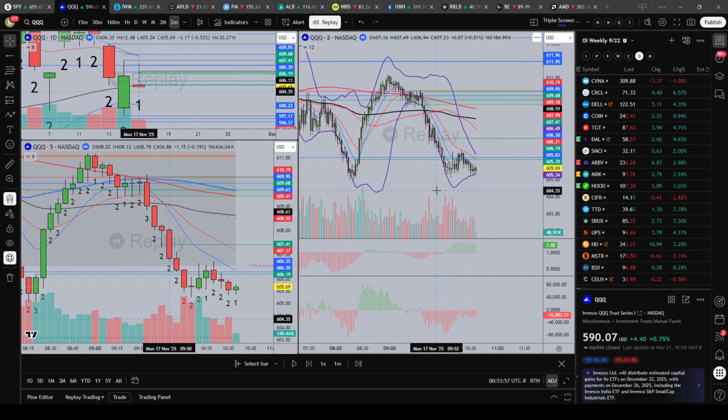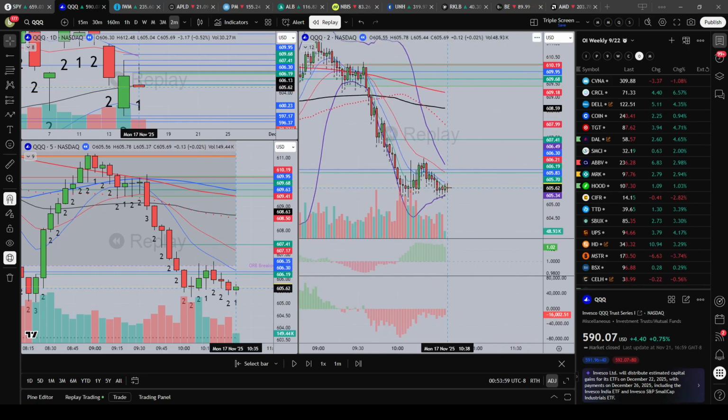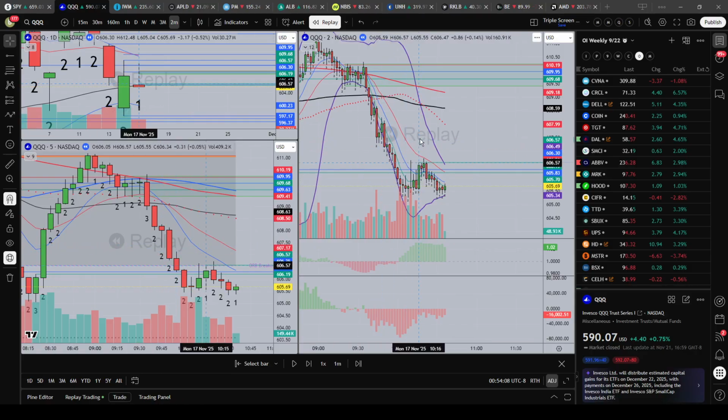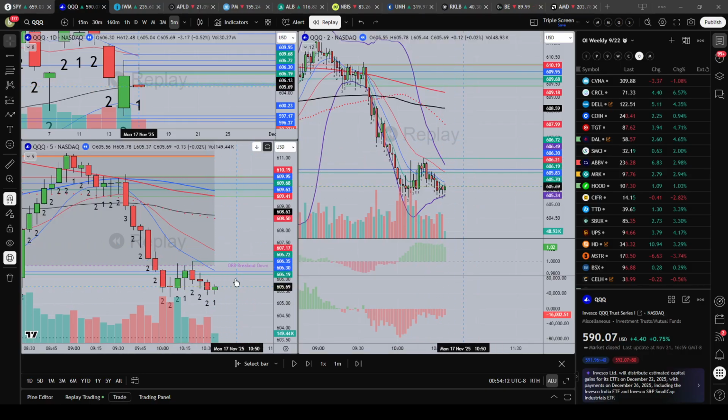So I think at this point, I will just take the full position off if we go above and close above this level. Again, close. So I'm going to move this stop right here. A close above this area on a fiver is going to be my out.